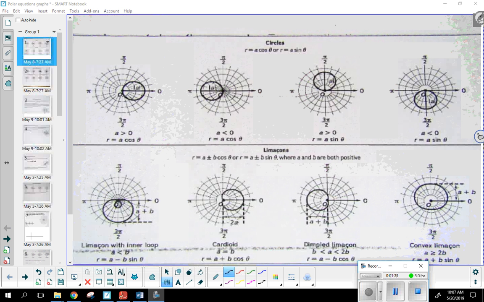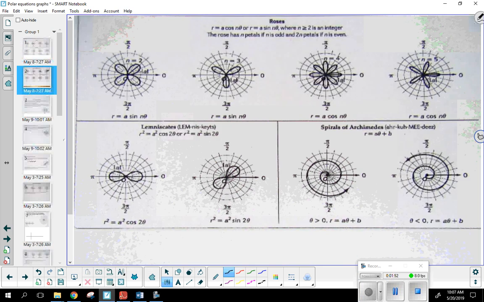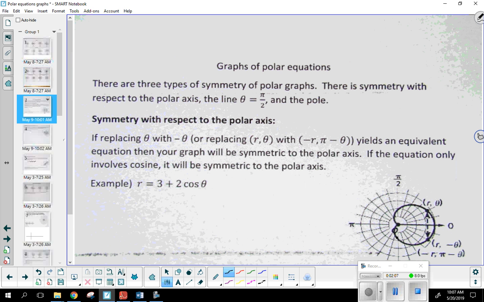Now, I created this sheet for you that has all the graphs that you could potentially, not every one of them, but the most common graphs when you start to look at polar equations. We have circles and limacons, roses. We'll get a little bit to the graphs that we will not be able to talk about, lemniscates and spirals of Archimedes. At least, hopefully the name will sound familiar for those of you who are going to be moving on in mathematics.